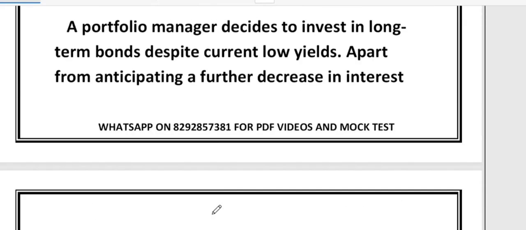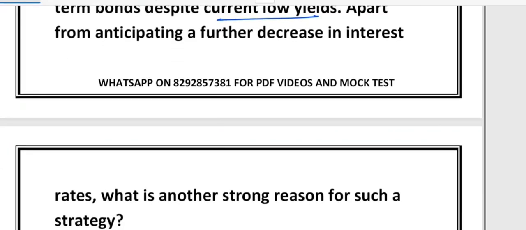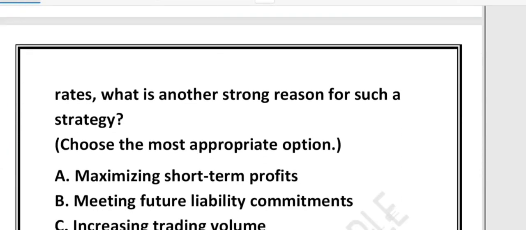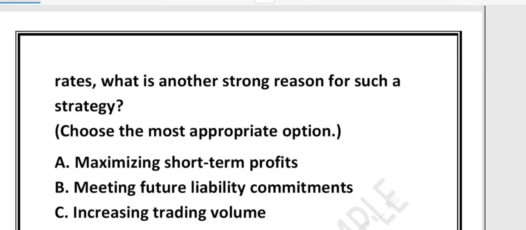Now friends, let's see this particular question. It is asking: a portfolio manager decides to invest in a long-term bond despite current low yield. Apart from anticipating a further decrease in the interest rate, what is another strong reason for such a strategy? So, very good question. Options are: maximizing short-term profit, meeting future liability commitment, increasing trading volume. D says gaining media attention. What do you think is correct?